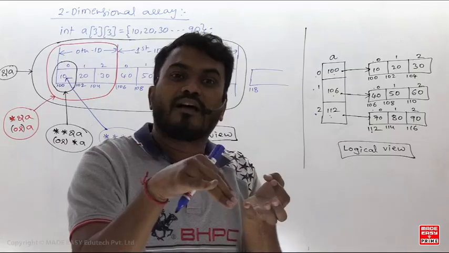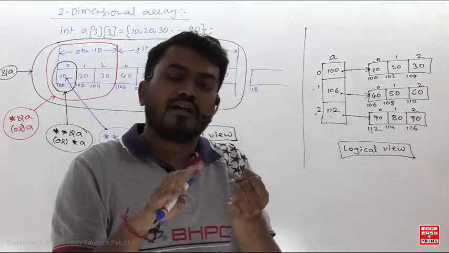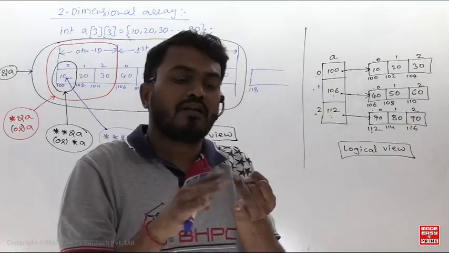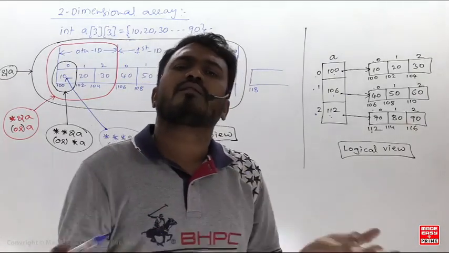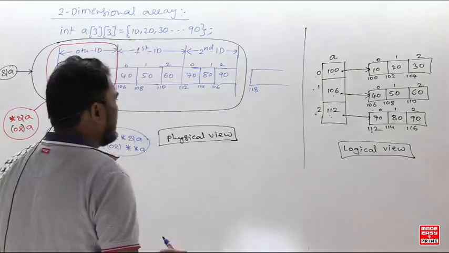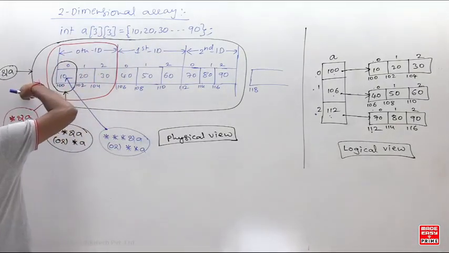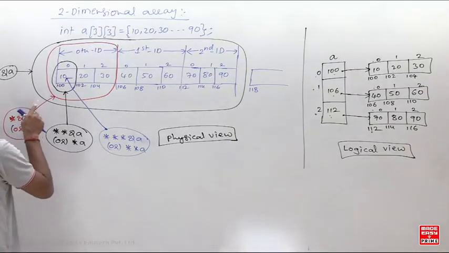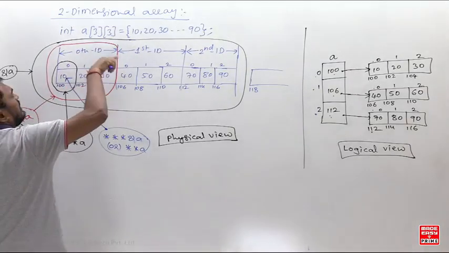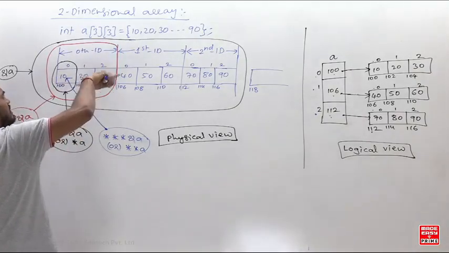I'm repeating: you go inside the 2D array, you will find a 1D array. If you go inside the 1D array, you will find an element. If you go inside the element, you will find the value. Right? Now look here. Ampersand A means pointing to the entire 2D array. If I apply star ampersand A, it is pointing to the 0th 1D array. Please understand here: the base address of the 0th 1D array.